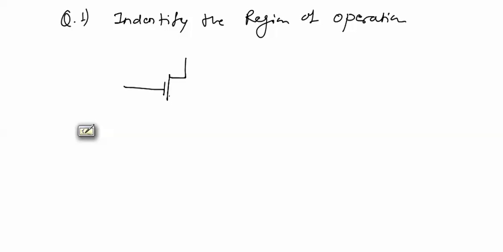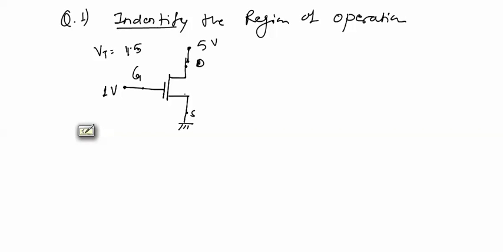This is the symbol for enhancement type MOSFET. We will see the detailed symbols of MOSFET in detail. Gate terminal, drain terminal, and this is source terminal. Source terminal is grounded and gate terminal is kept at 1 volt, and for this MOSFET VT equal to 1.5 volt, and at drain 5 volt battery is connected.